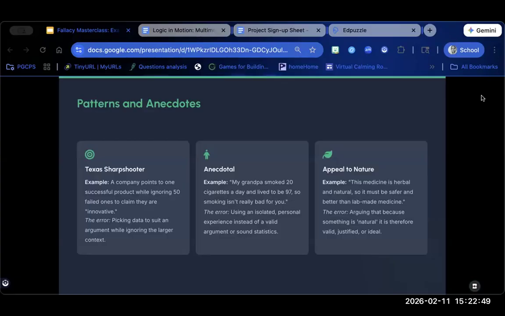And then we have anecdotal fallacies. This is where a person wants to stand on their personal experience or a personal story connected to them without any form of statistics or concrete evidence. So let's say that someone is informing you that smoking cigarettes is ultimately terrible, and you mention, hey, my grandpa smoked 20 cigarettes a day and lived to be 97. So smoking isn't really bad for you. So basically, based off of your experience, you make it seem as if it's a blanket experience for everyone else and as if there are no consequences to smoking cigarettes for everyone.